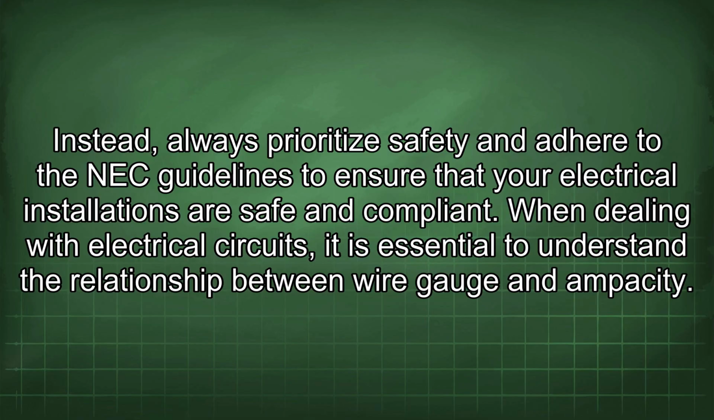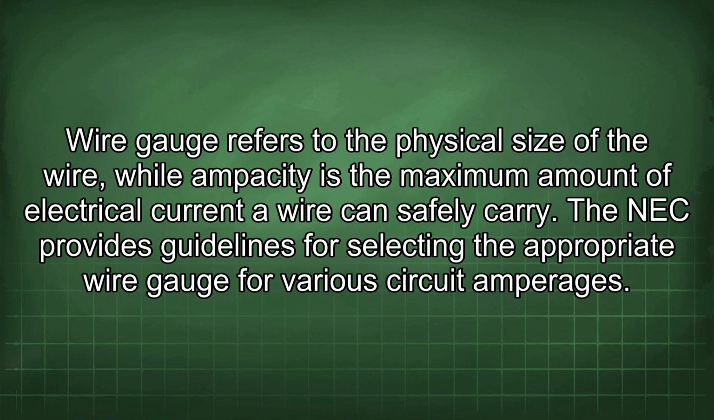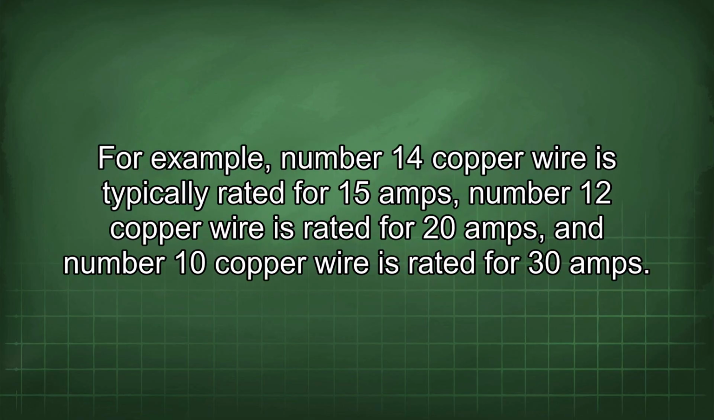When dealing with electrical circuits, it is essential to understand the relationship between wire gauge and ampacity. Wire gauge refers to the physical size of the wire, while ampacity is the maximum amount of electrical current a wire can safely carry. The NEC provides guidelines for selecting the appropriate wire gauge for various circuit amperages. For example, number 14 copper wire is typically rated for 15 amps, number 12 copper wire is rated for 20 amps, and number 10 copper wire is rated for 30 amps.